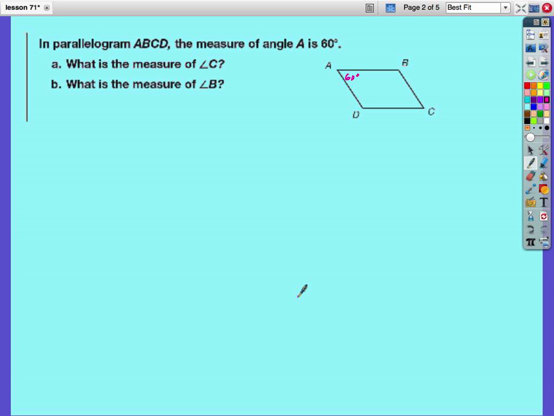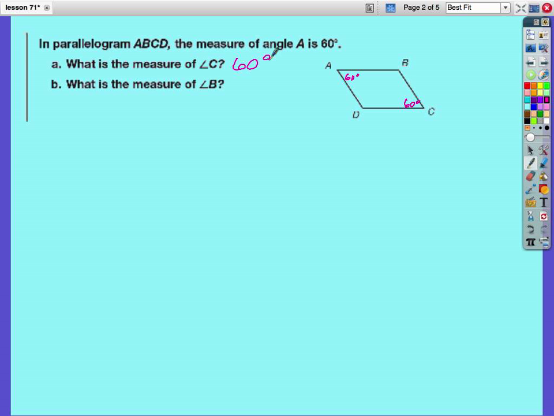So, let's ask what the measure of angle C and angle B are. Well, let's start with angle C. It's on the opposite side, so it's down here. It doesn't have any common side with angle A. In a parallelogram, opposite angles are going to be congruent. So A and C are going to be the same, B and D will be the same. So that makes angle C 60 degrees.